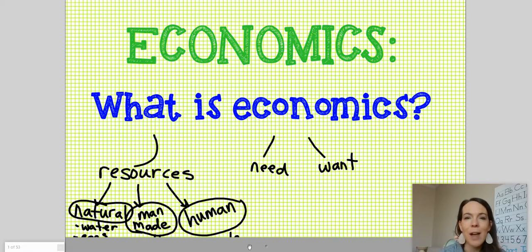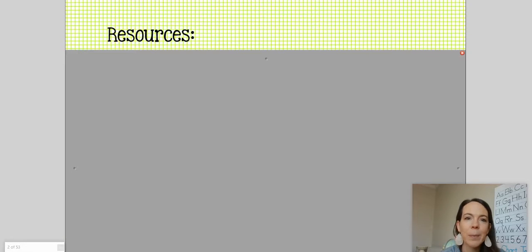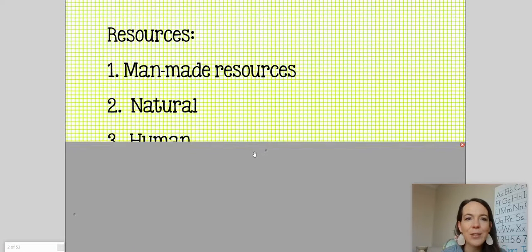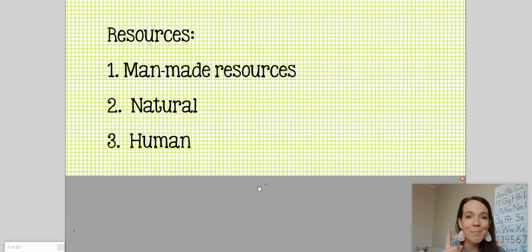We also learn that economics is learning about needs versus wants. What are the two? How are they different? How can they be the same? Today, we're going to focus on learning about the three different types of resources that people use. So our three resources again are, can you pause the video and say the three resources that we just talked about? And those three resources are one, man-made resources, two, natural resources, and three, human resources. We're going to take a look at some examples of these three different types of resources.